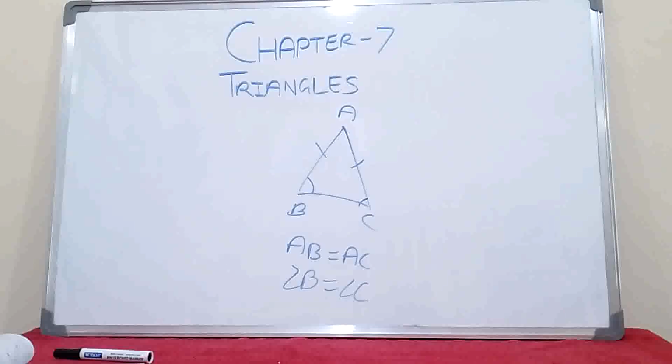Now we will be proving how, for example, if we are given that two sides are equal, then how do we prove that the base angles are equal? And if we are given that the base angles are equal, how do we prove that the two sides are equal? So this is how we are going to prove that two sides are equal if the angles opposite to them are equal. So let's see first.